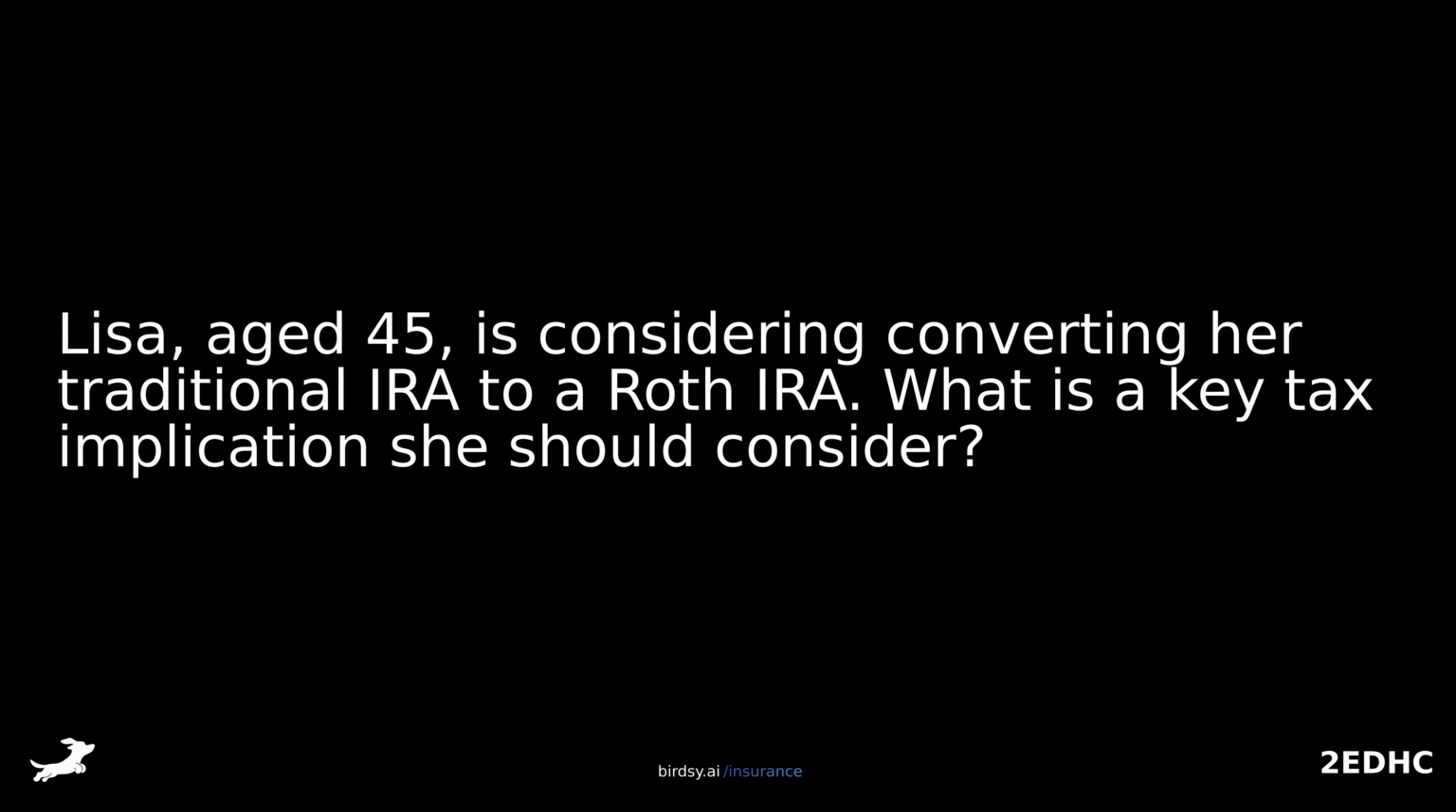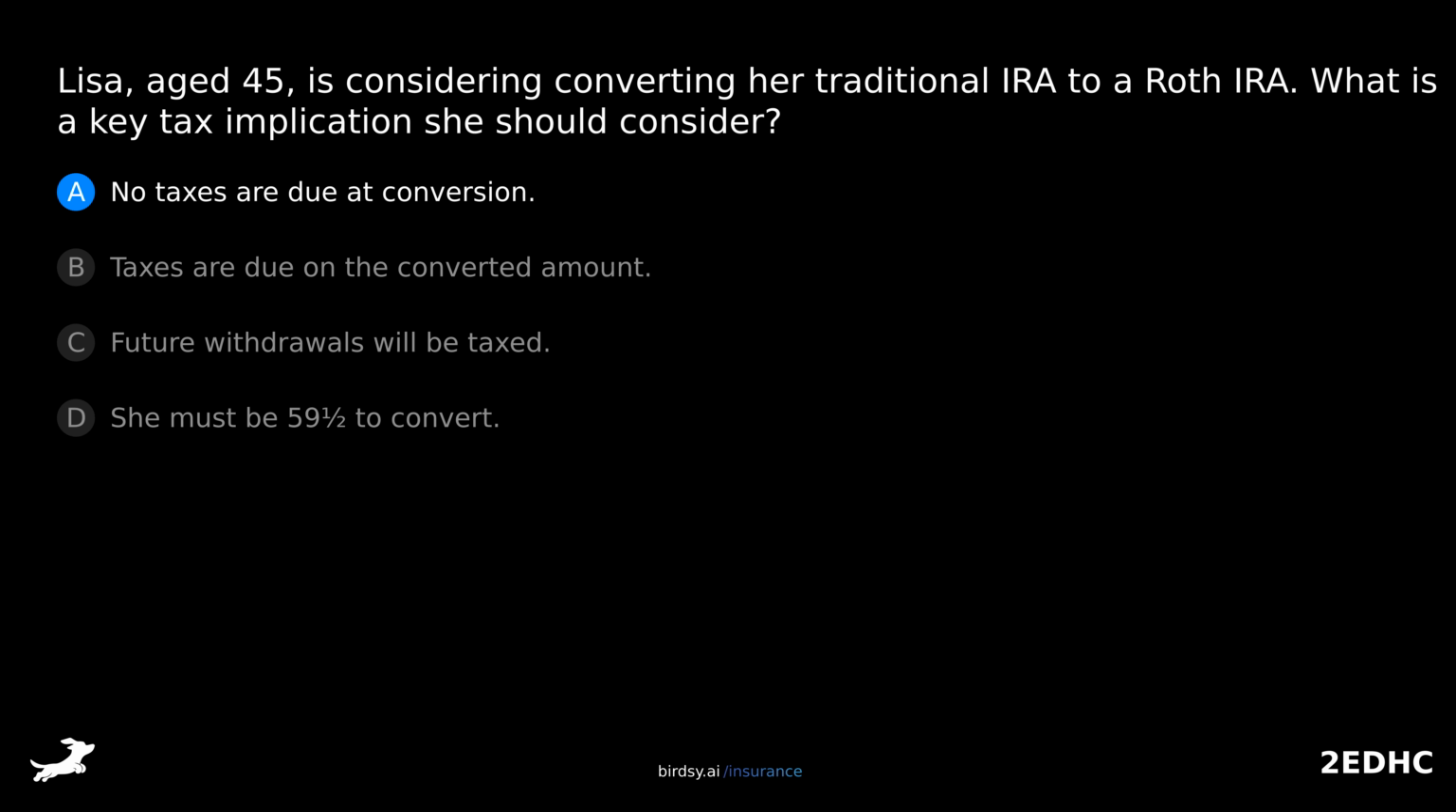Lisa, aged 45, is considering converting her traditional IRA to a Roth IRA. What is a key tax implication she should consider? Is it A, no taxes are due at conversion, B, taxes are due on the converted amount, C, future withdrawals will be taxed, or D, she must be 59 and a half to convert? The answer is B, taxes are due on the converted amount.